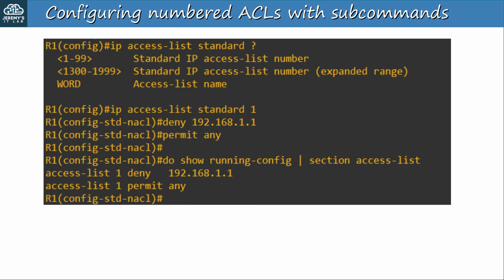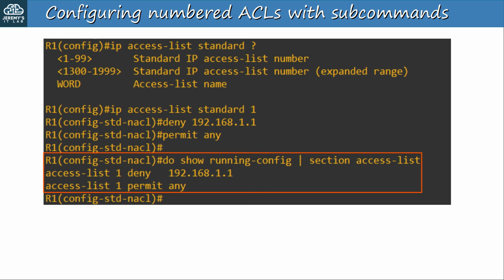Let me demonstrate. From global config mode, I entered IP access list standard and then checked the options. Notice that both numbered and named ACLs are valid options. So I configured ACL 1 using the named ACL configuration method, IP access list standard 1, and then the two separate entries. However, after checking the running config, it displays as if I configured it using the traditional numbered ACL method, configuring the entries from global config mode.